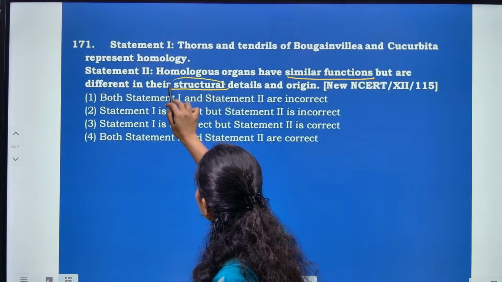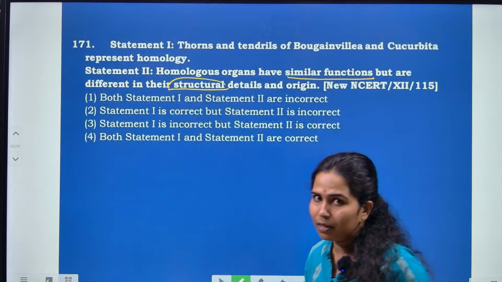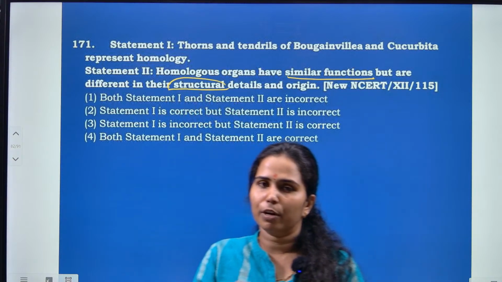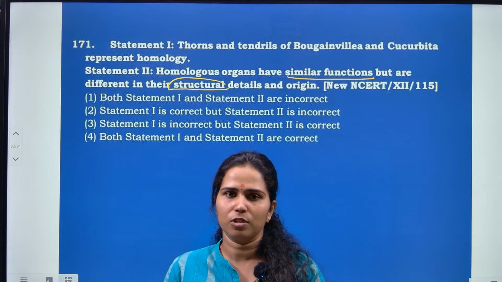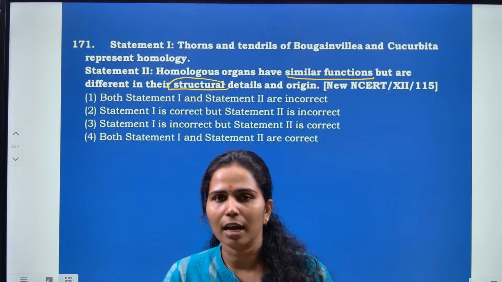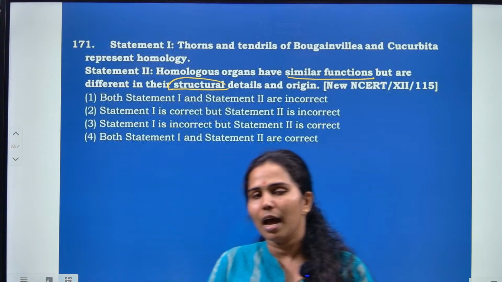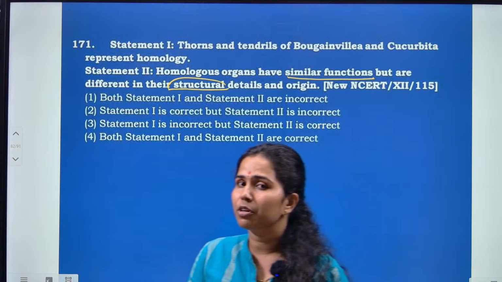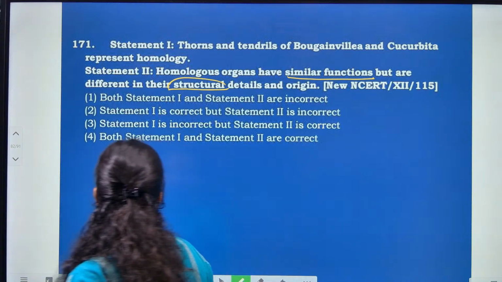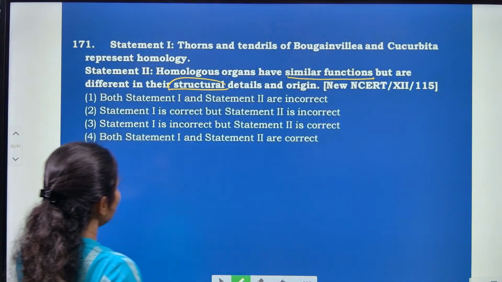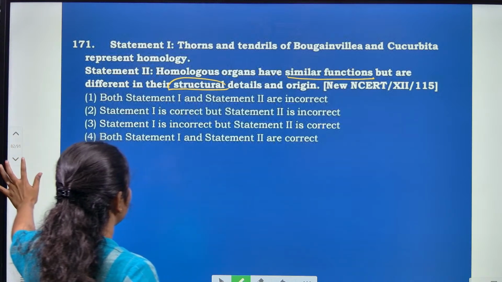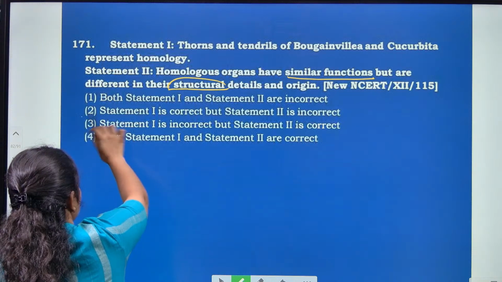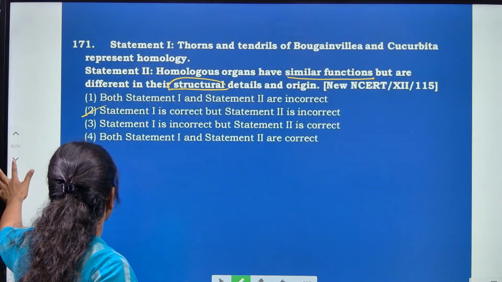Okay, they are not different in their structure, they are similar in their structure but perform different functions, and they originate from a common ancestor. Such organs are called homologous organs, and they show divergent evolution. So statement 1 is correct but statement 2 is incorrect. Option 2 is going to be the right option.